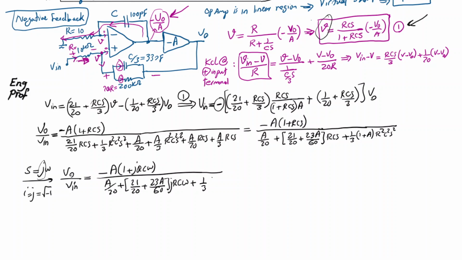So 1 over 3 1 plus A, and then R squared C squared S squared is J omega squared, which gives us -1 over 3 omega squared. So something like this. Now what I would like to highlight is when RC omega is much less than 1, considerably less than 1. Basically what I'm trying to say is when we can neglect all these components.